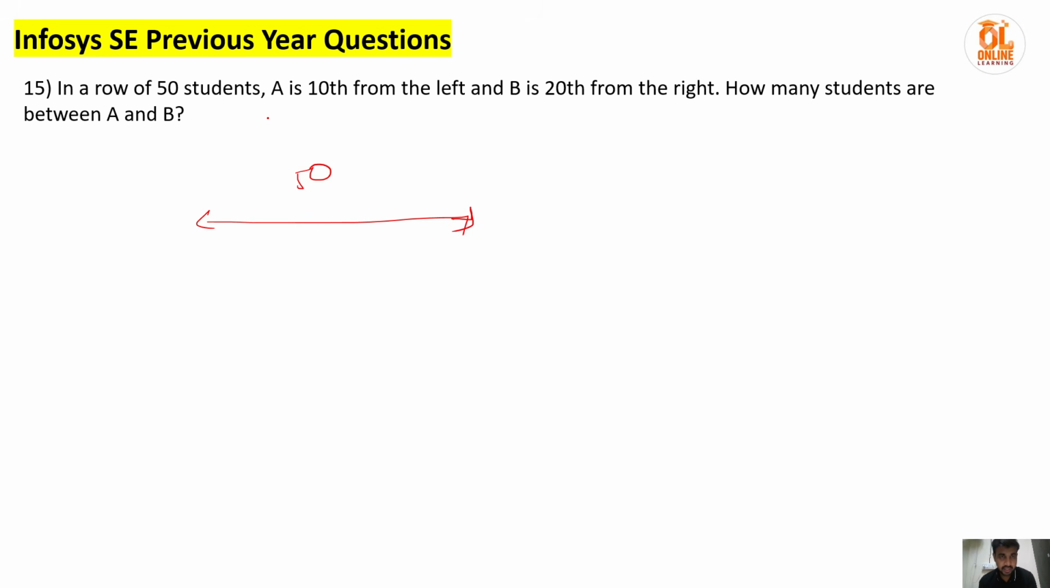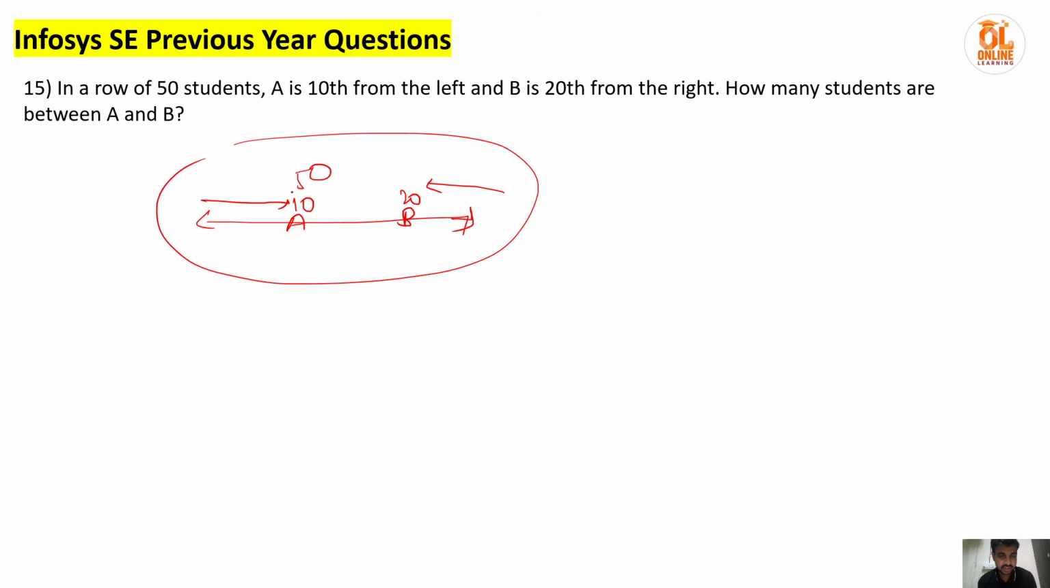A is 10th from the left. B is 20th from the right. So B is 20th position from right. How many students are between A and B? You can use formula here, n minus 1 and all those things, but the very easy way, if you don't remember the formula, is to do it by logic.